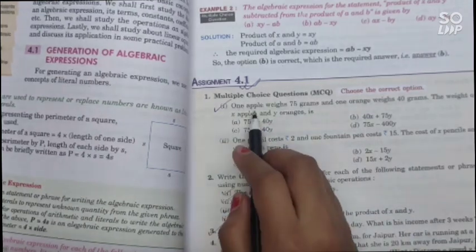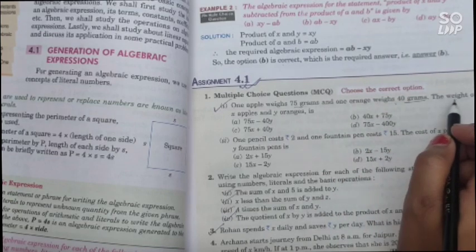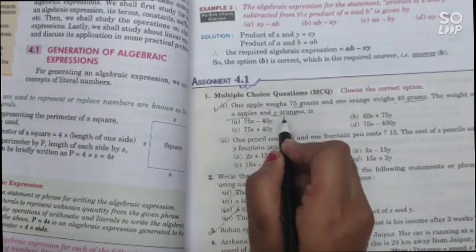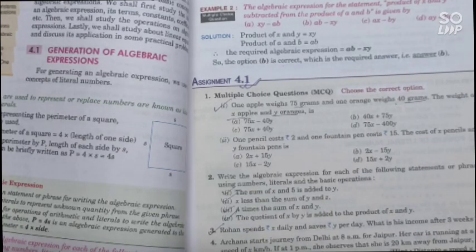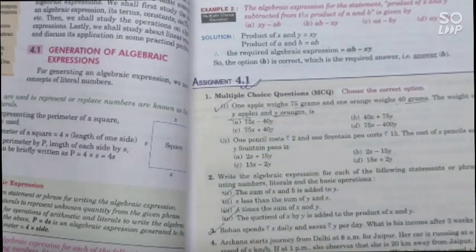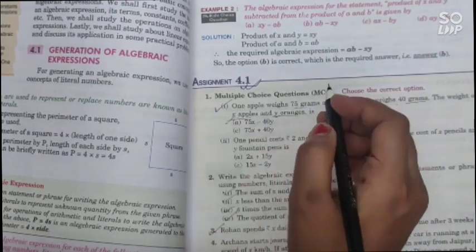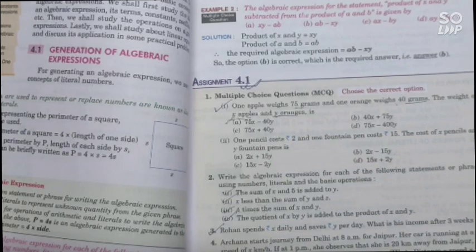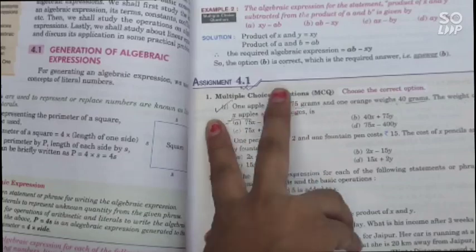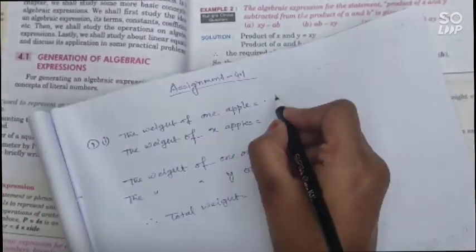One apple weighs 75 grams and one orange weighs 40 grams. You have to find the total weight of X apples and Y oranges. X number of apples and Y number of oranges. So first of all you have to find the weight of X apples and the weight of Y oranges. Then you have to add the two quantities to get the total weight. But in the question it is given that the weight of one apple is 75 grams.